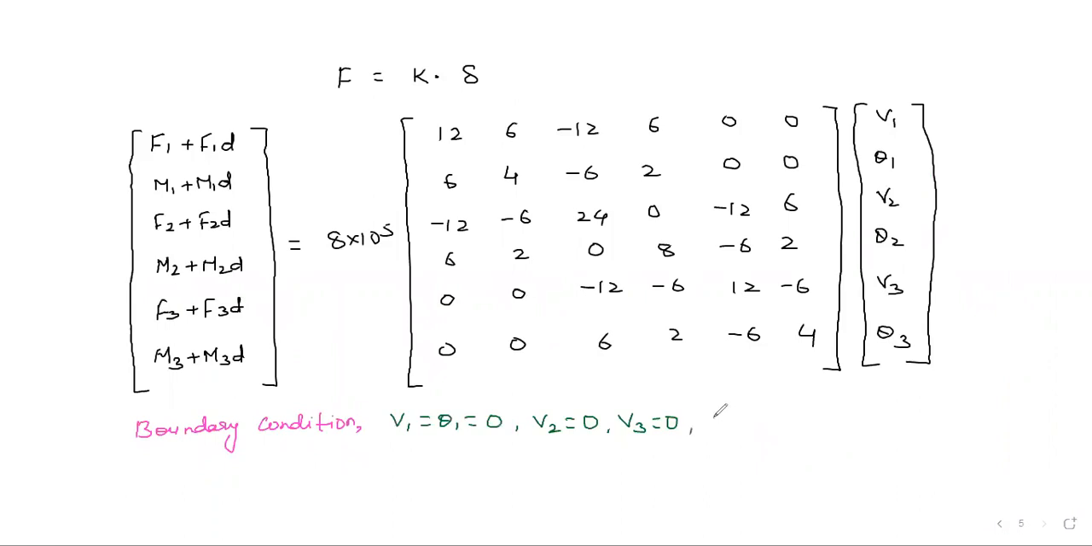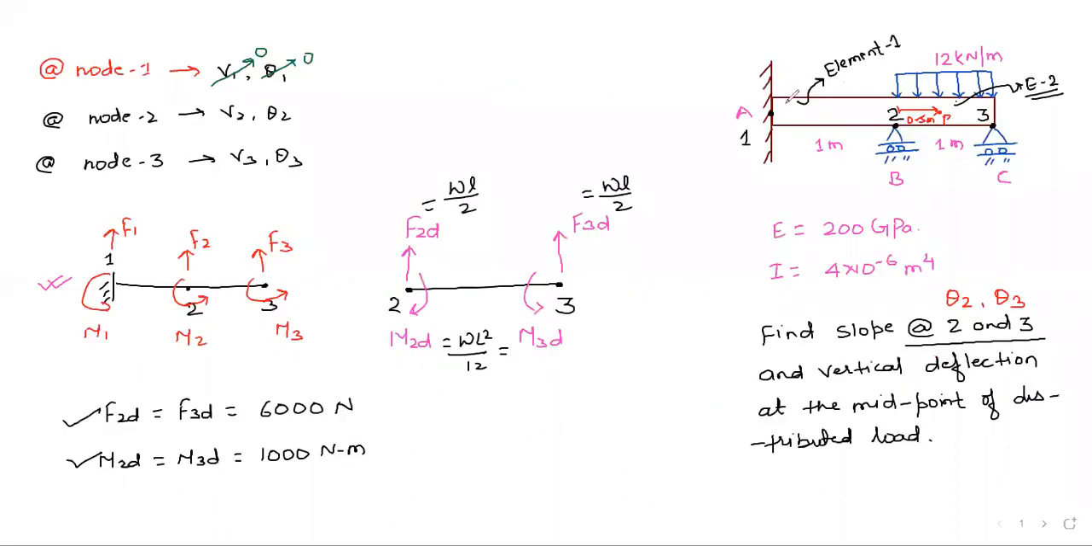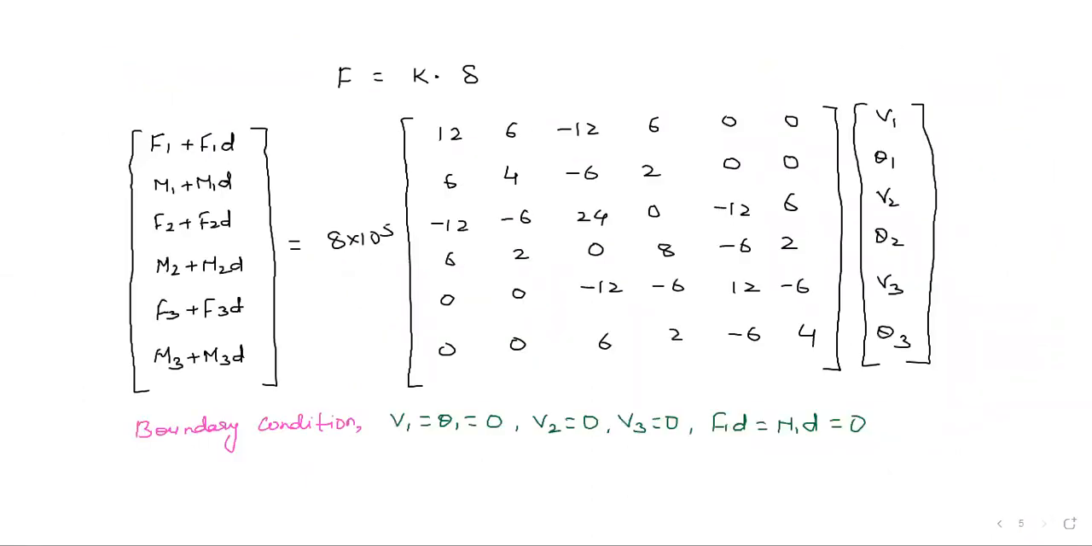V3 is 0, F1D is equal to M1D is equal to 0. Why? Because at this node there is no load, right? If there is no load, there is no F1D term and M1D term. Next, F2D, we have already calculated F2D. F2D will be minus 6,000 Newton. Why minus? Because the load is acting downward, so it will also be in the downward direction. So minus 6,000.